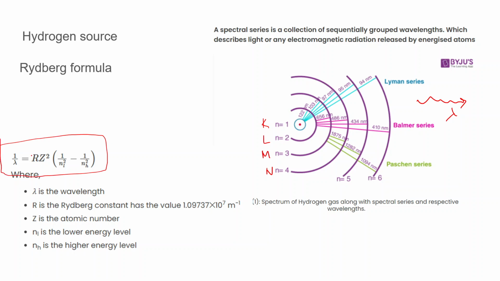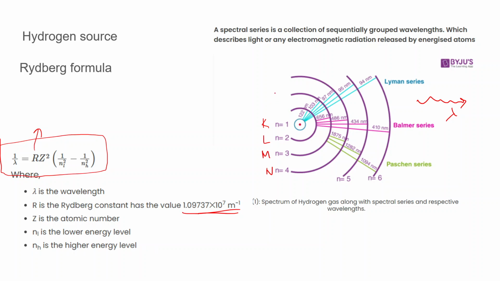So what are the things here? There is one constant known as the Rydberg constant. Its value is given by this. Lambda is the wavelength, Z is the atomic number of that atom, NL is the lower energy level, NH is the higher energy level. You can call it the higher energy level or upper energy level.